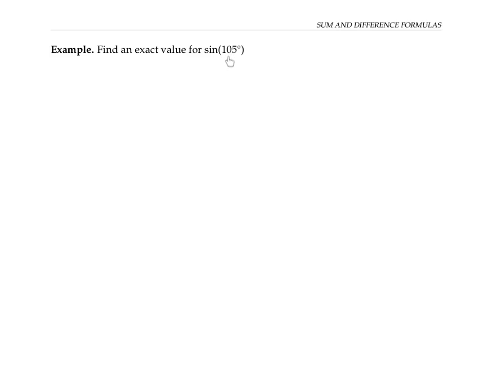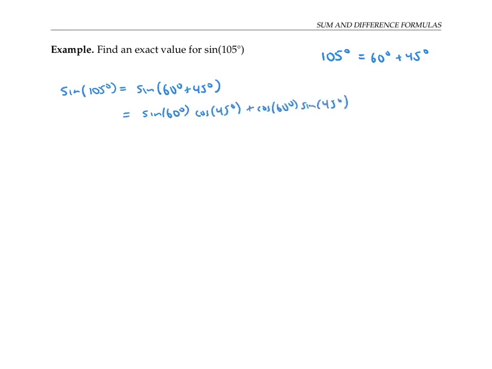Now 105 degrees is not a special angle on the unit circle, but I can write it as the sum of two special angles. I can write it as 60 degrees plus 45 degrees. Therefore, the sine of 105 degrees is sine of 60 plus 45, and now by the angle sum formula, this is sine, cosine, cosine, sine, and from my unit circle, I can figure out that sine of 60 degrees is root 3 over 2, cosine of 45 degrees is root 2 over 2, cosine of 60 degrees is 1/2, and sine of 45 degrees is root 2 over 2. So this simplifies to root 6 plus root 2 over 4.